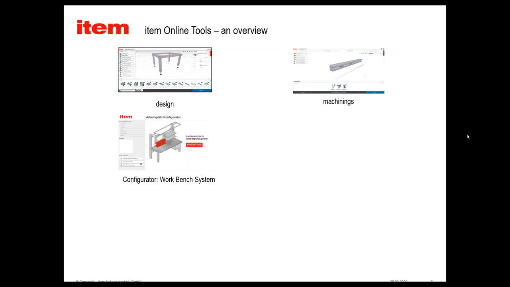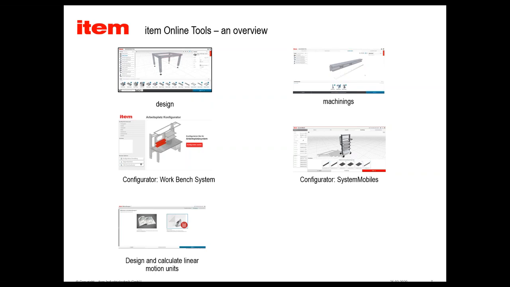ETEM engineering tools. Which tools belong to the product family of our online tools? At first, it's our designing tools, our ETEM engineering tool, the heart of our software and our own development. This is the part of today's webinar. Then there is the machining tool, which allows you to take a profile bar, add fasteners, and with the fasteners add the machinings which you need in one profile. We are offering two configurators, one for our workbench system and one for our system mobiles, which are little carts which you can put onto your shop floor.